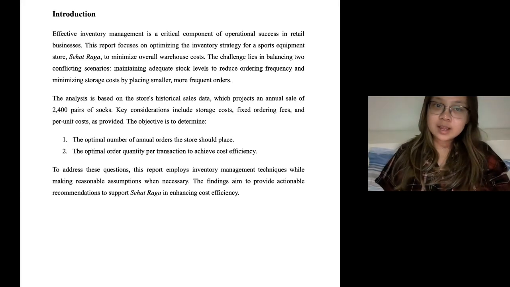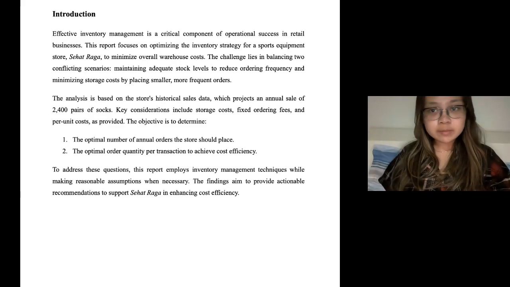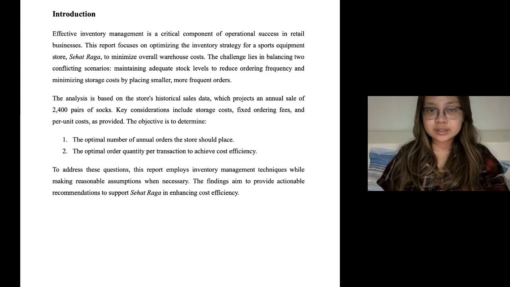Okay, so hello everyone. Now we're going to present the inventory problem assigned for the mini project in Mathematics 1.